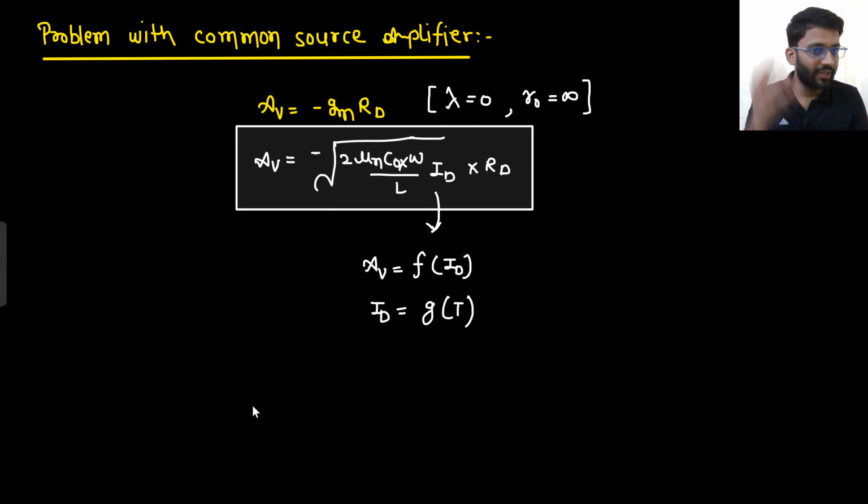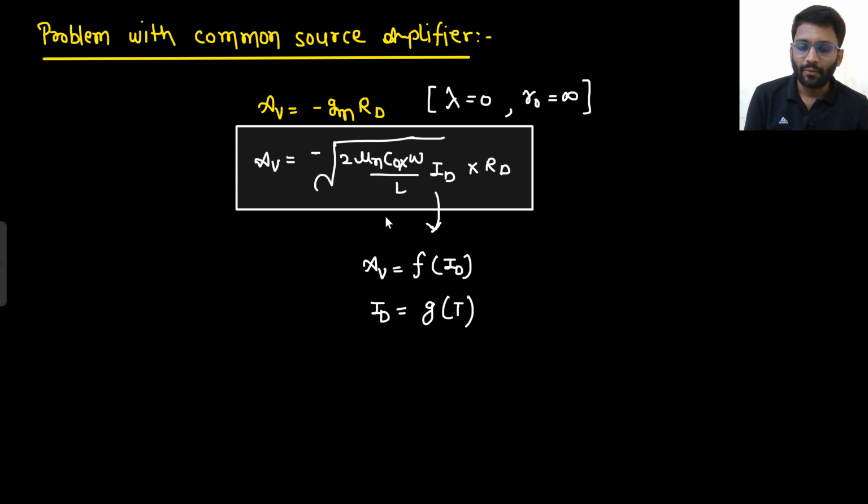Let's just assume because of some temperature, my ID rises here. So what will happen? If ID rises, then this gain will rise. And if the gain rises, then you will hear a higher sound. And because of temperature, if ID gets low, then you will hear a lower sound. And this is what you do not want. You want a constant sound. So the problem is the dependence on ID. Are you getting this point? So you are not getting a constant gain. So this is the problem.